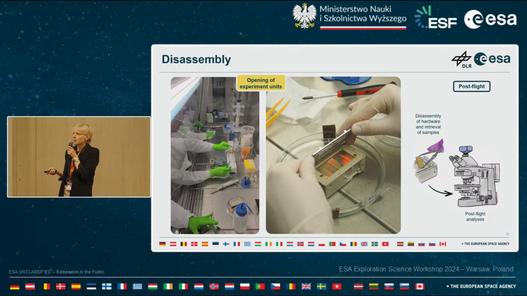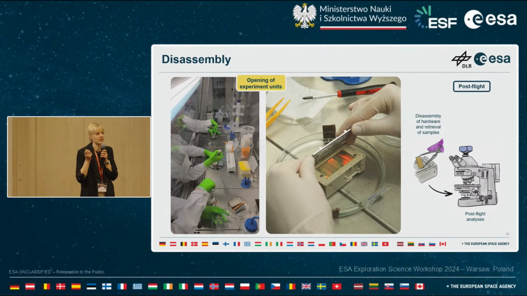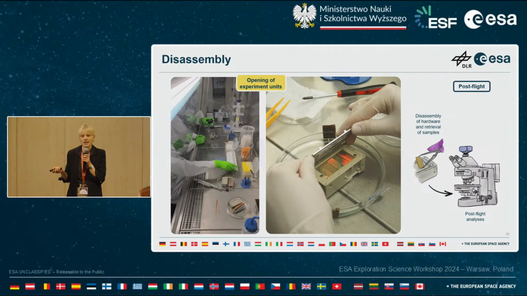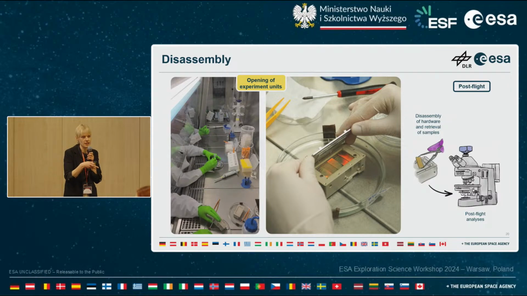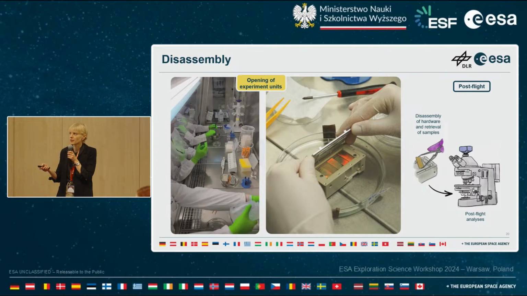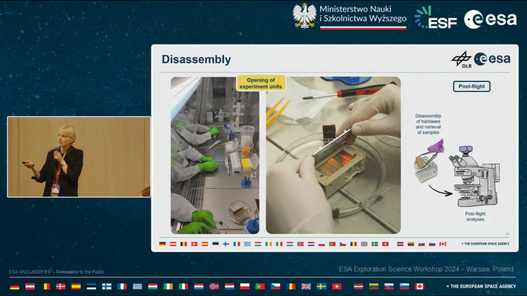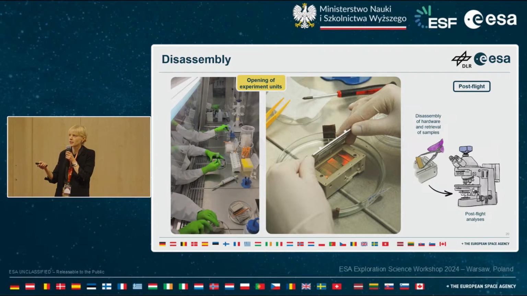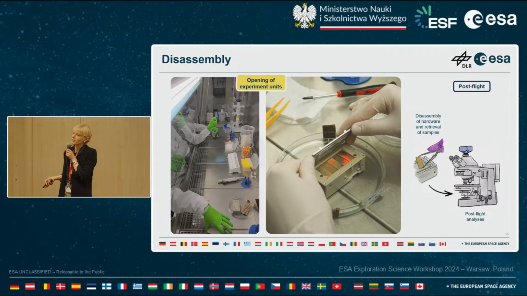Then we disassembled the units, and I'm not sure if my video works here. Here you can see us disassembling the units. So for each flight we had 48 units, because we had 24 ground models and 24 flight models. And we worked here in a sequence. So the first of my colleagues was here opening the unit and retrieving the liquid, and then my second colleague here in the middle took out the metal plates, and then the third colleague here in the end disassembled all the rest of the units.